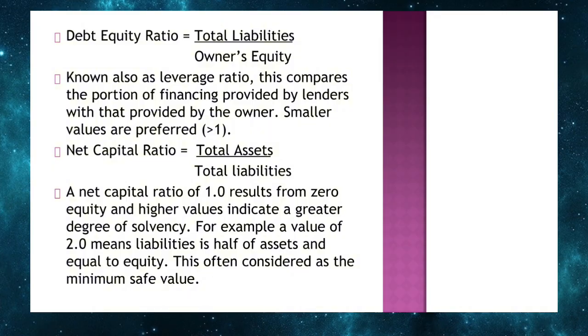In this slide also, we examine the net capital ratio, which is calculated as total assets divided by total liabilities. A value of 2.0 is often considered the minimum safe level, meaning assets are twice as large as liabilities. This ratio shows long-term solvency, or the farm's ability to meet all its debts if assets were liquidated. A ratio of 1.0 indicates zero equity and unstable financial conditions.